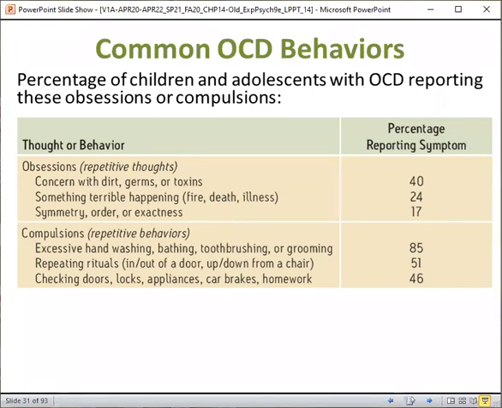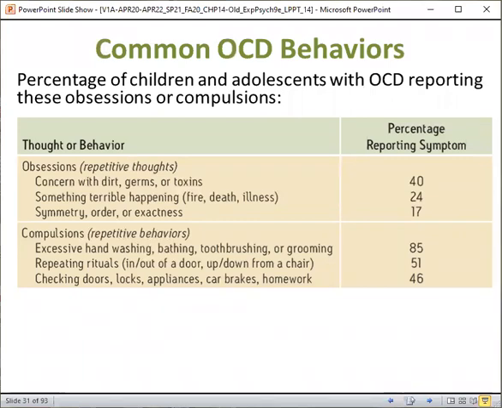And then we have the compulsions, the repeated behaviors: excessive hand washing, 85%; repeated rituals in or out of a door, up or down from a chair, 51%. And then one that we all can sort of relate to, I'm sure: checking doors, locks, appliances, cars, brakes, and homework repeatedly. So if you're working on some sort of formula for a class and you've solved it, and yet you've checked it 3 times and then 4 times, it could be a mistake you're looking for, or it could be just a little bit of a compulsion coming out.